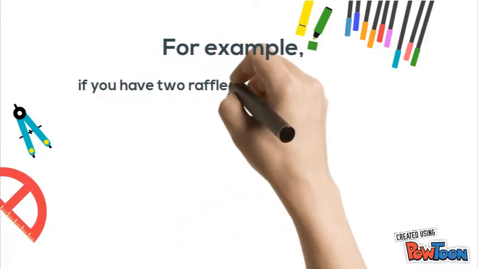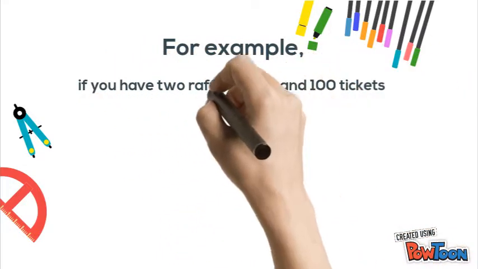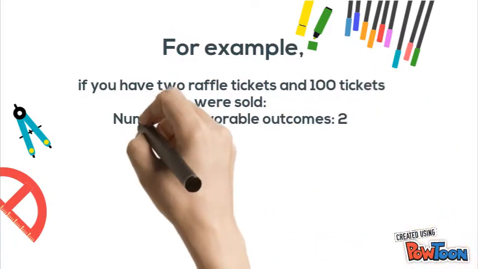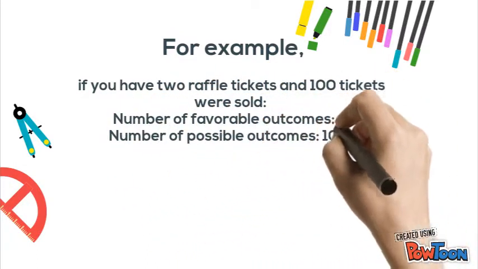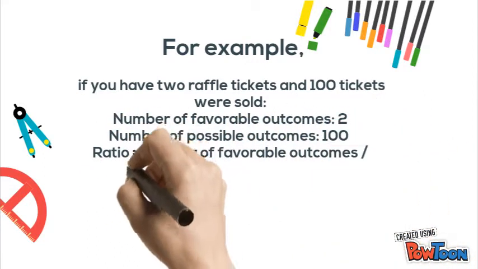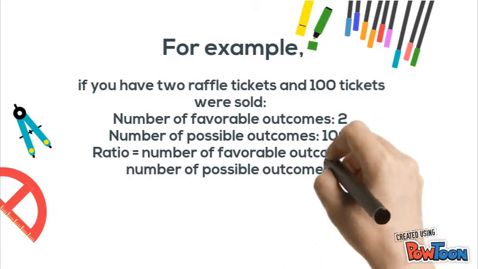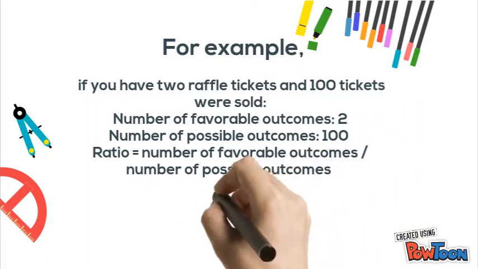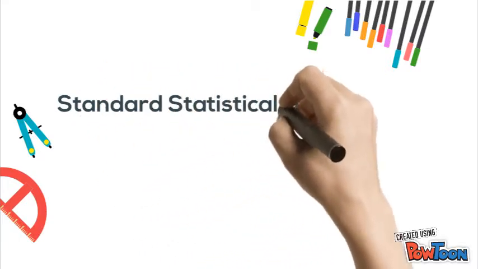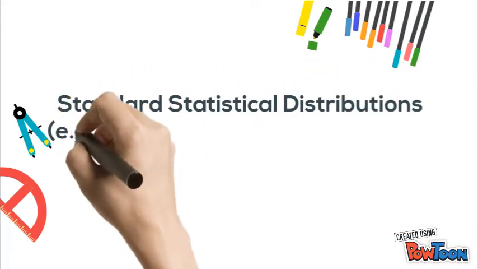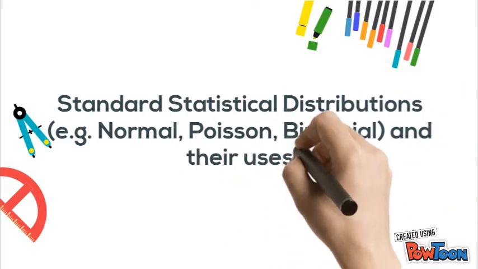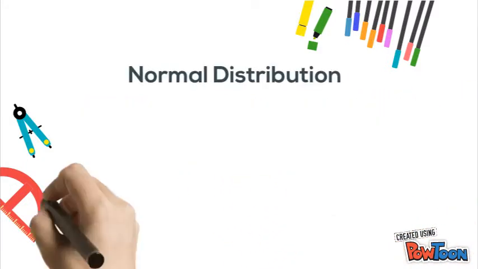Let's take this example. If you have 2 raffle tickets and 100 tickets were sold, the number of favorable outcomes is 2. Ratio equals number of favorable outcomes divided by number of possible outcomes, so 2 divided by 100 equals 0.02. Now, we study standard statistical distributions, for example normal, Poisson, binomial, and their uses. So, start with the normal distribution.